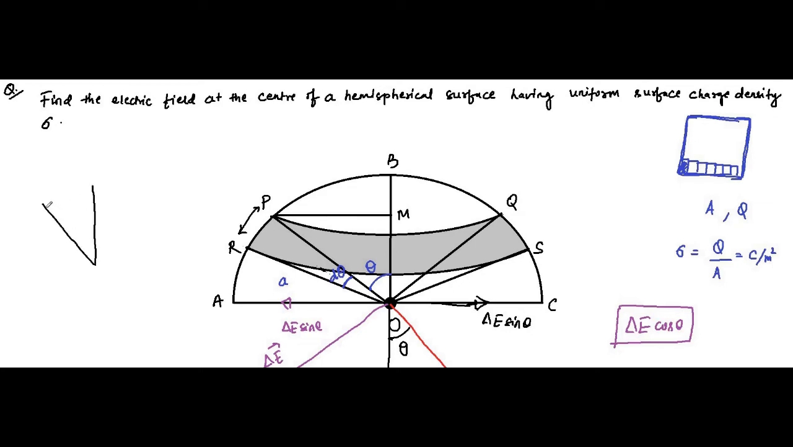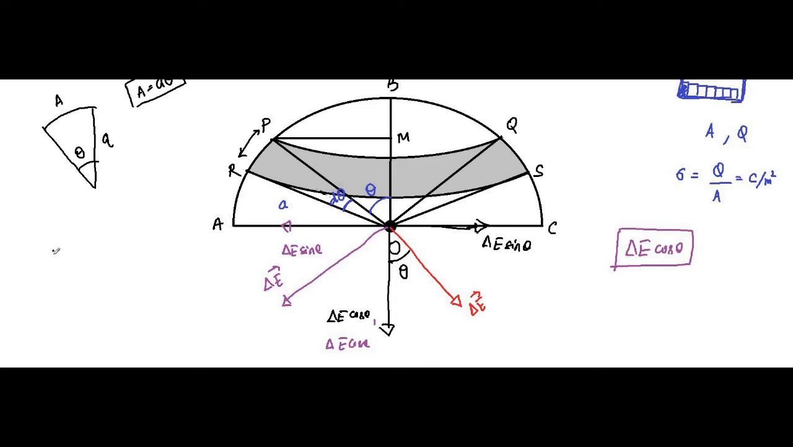arc like this, of this shape, of radius, let's say, A, and we have central angle theta. The length of the arc will be equal to A theta, okay, that is the formula of arc length. So here the thickness of this ring PR will be equal to the central angle d theta multiplied with the radius of the hemisphere, which is A. So that is equal to A d theta, which is basically the thickness of the ring.